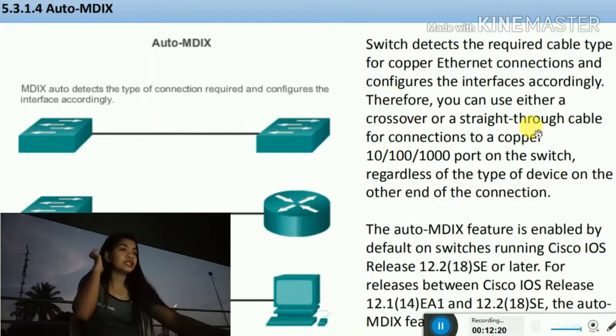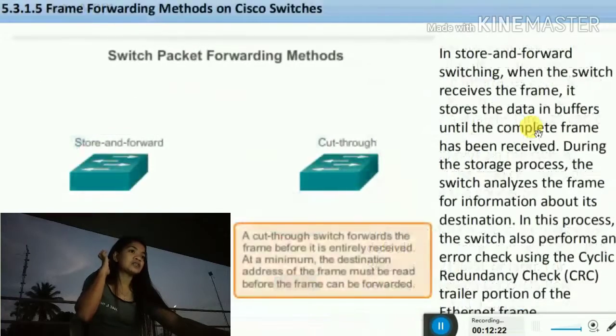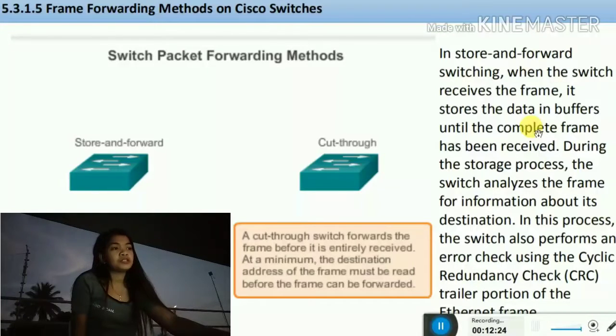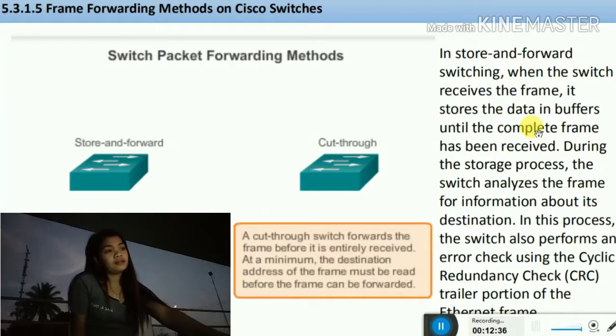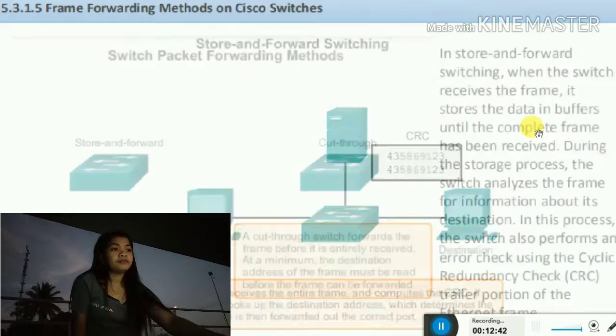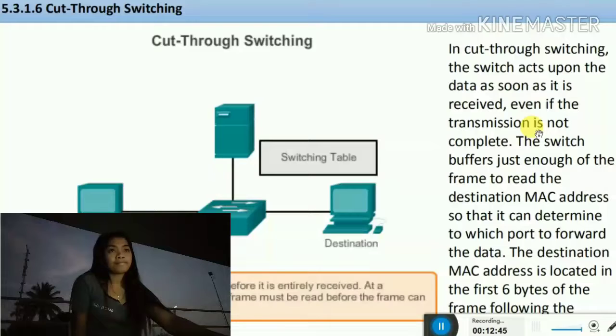In cut-through switching, the switch acts upon the data as soon as it is received, even if the transmission is not complete. The switch buffers just enough of the frame to read the destination MAC address so that it can determine to which port to forward the data. The destination MAC address is located in the first 6 bytes of the frame following the preamble. Fast-forward switching offers the lowest level of latency by immediately forwarding packets.